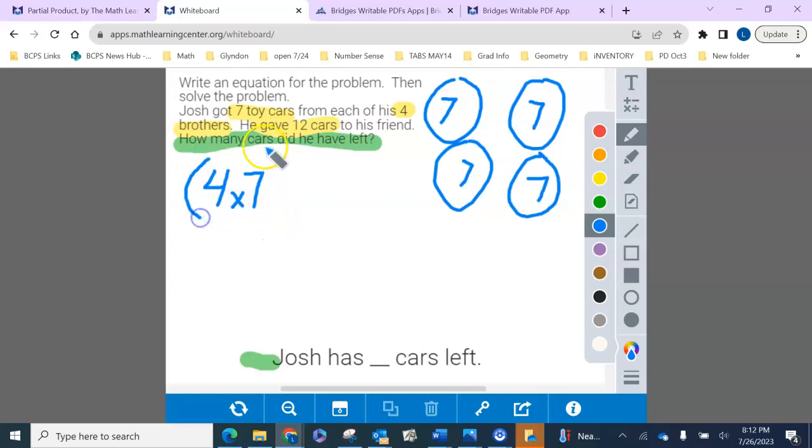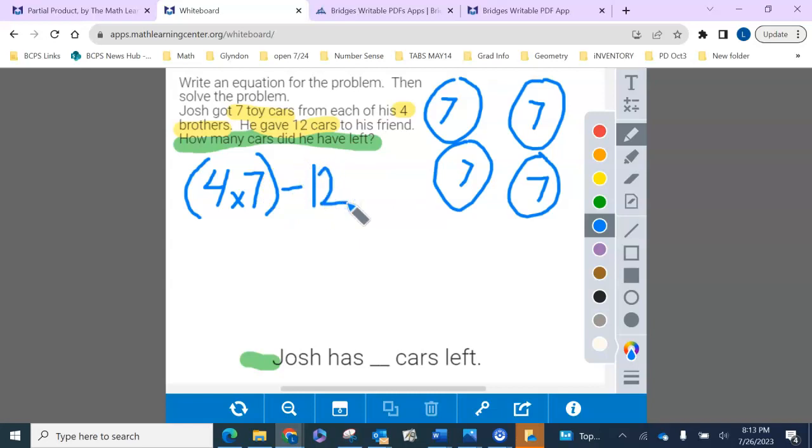Well, I'm not done yet, but I'm going to show that I'm doing this part first. So I'm going to use parentheses around it to show that that's the first thing I want to do before my next part. My next part says that he gave 12 cars to his friend. If he's giving 12 cars away, that's not adding more cars. That's not multiplying another equal group. It's giving them away or subtracting them. So I'm going to put minus 12 here.